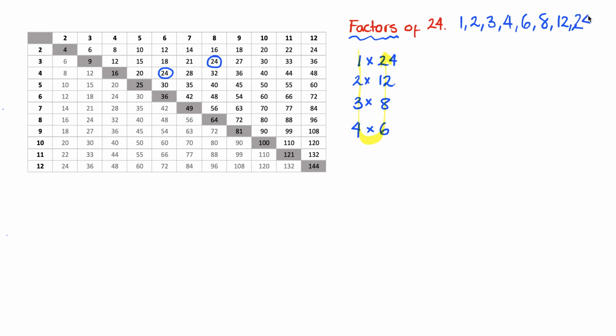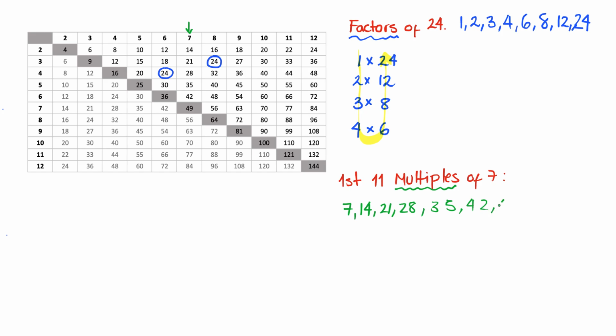Okay, wonderful. Now, if we're going to think about the multiples, let's find the first 11 multiples of 7. So what do we do? Multiples, we know that is larger than 7, so we start at 7. Boom, first multiple, and I'm going to start reading here. 7, 14, 21, 28, 35, 42, 49.